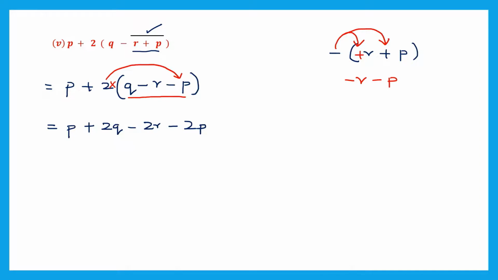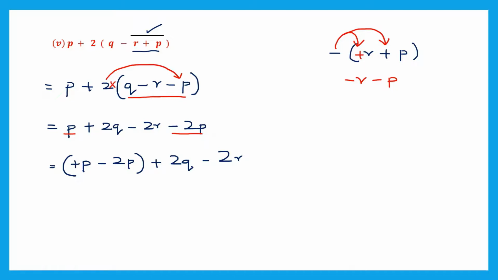So now let's see if there are like terms. I have 1P here and there is minus 2P there, so that we can group together. So let's put that P minus 2P, the group of like terms, and the other terms are just by themselves. So 2Q minus 2R.